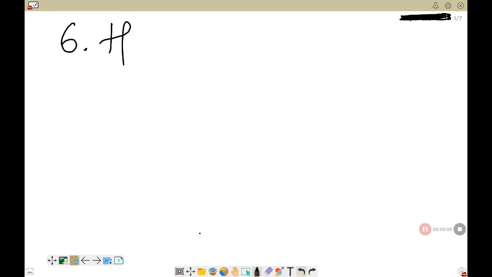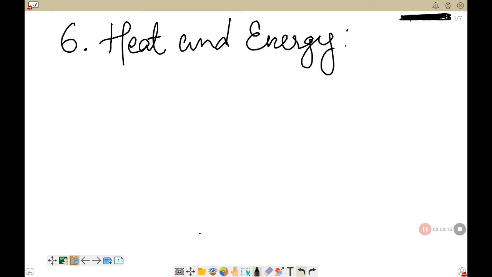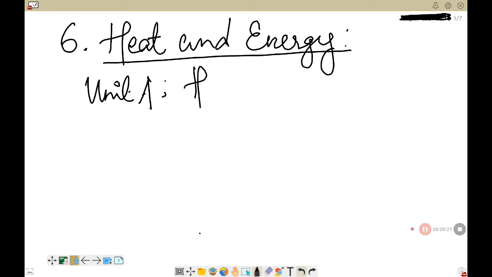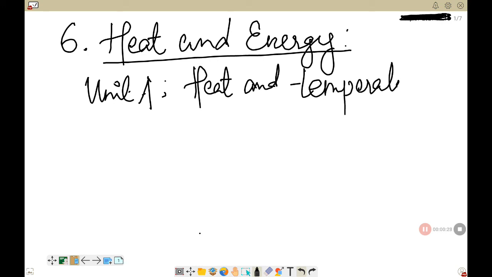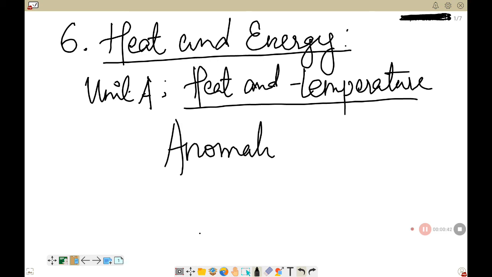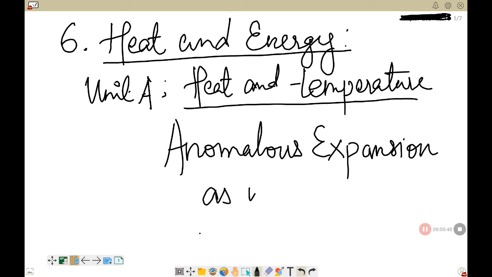We are doing chapter number 6, heat and energy. From here we have completed Unit A in our last class. In Unit A, we learned about heat and temperature. If you all remember, we have learned about these two topics. Along with these two topics, we have learned about anomalous expansion as well, isn't it? Right, so we have learned about anomalous expansion of water.